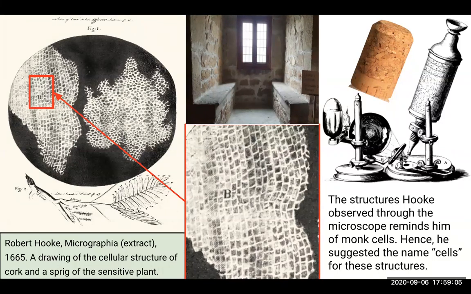Now, out of all the things that he observed, cork was one of them, and it is the one that led him to the idea of cells. When he was looking at the cork, what he saw was little compartment-like structures, as drawn here. And this reminded him of the cells that monks used to live in. And so he called these structures cells. And that is the first ever published idea of cells. And we still use the name that he gave to them.